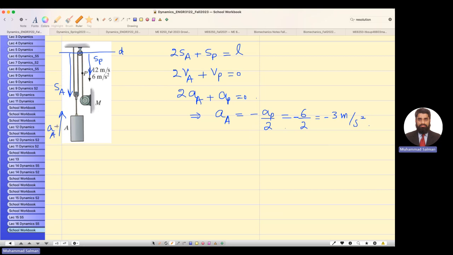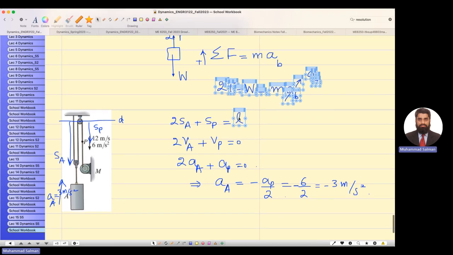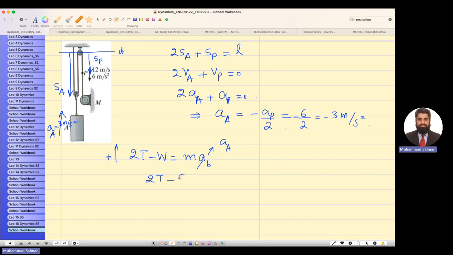The acceleration of this block A, in magnitude, is 3 meters per second squared. You understood this point? And if this is the case, I want to ask you about this equation. This equation says that upward is positive. It means 2T minus mg, where the mass is 50 kilograms and g is 9.8, equals mass 50 times acceleration 3. You will not write down negative in this equation, because we have already assumed that upward direction is positive. You understand the point?